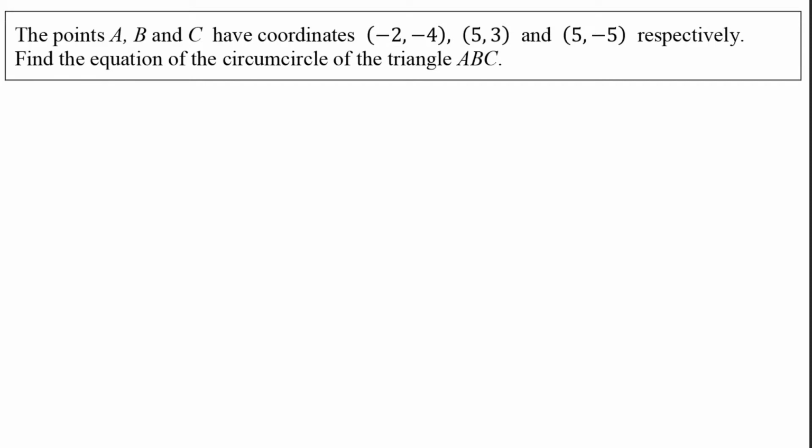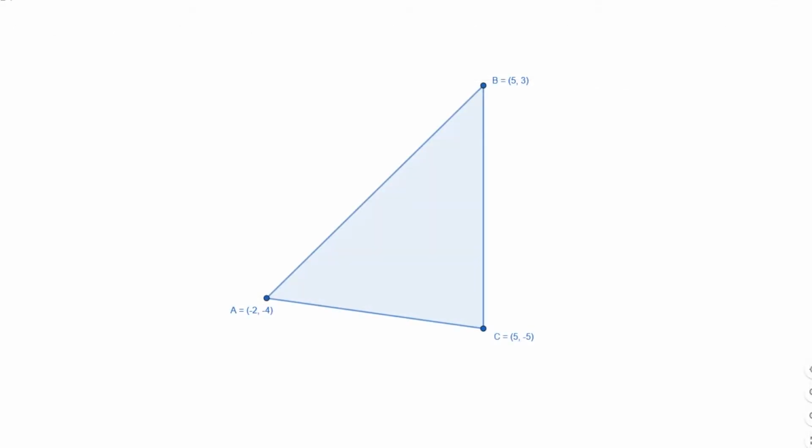Let's put this into practice. The points A, B and C have coordinates (-2, -4), (5, 3) and (5, -5) respectively. Find the equation of the circumcircle of the triangle ABC. We have this triangle, and we are trying to find the equation of the circle that passes through the vertices.